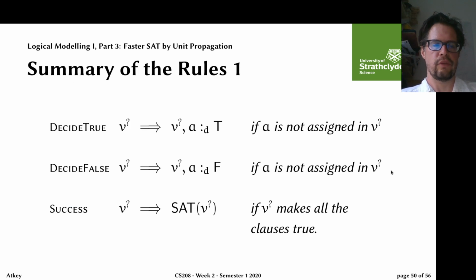So a quick summary of the rules. So these were the rules for finding a good assignment. So maybe we have a valuation that doesn't say anything about A, we just decide it's going to be true. Or we have a valuation that doesn't say anything about A, and we just decide it's false. And if we found a good valuation, so a valuation that makes all the clauses true, then we return SAT for that valuation.